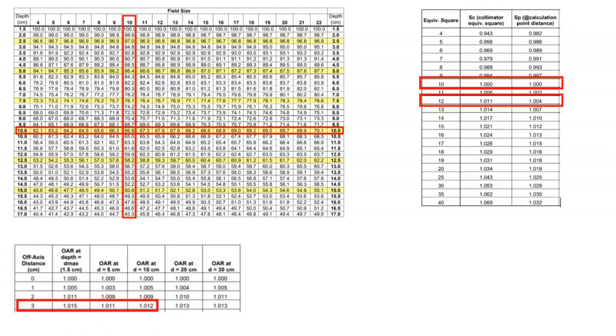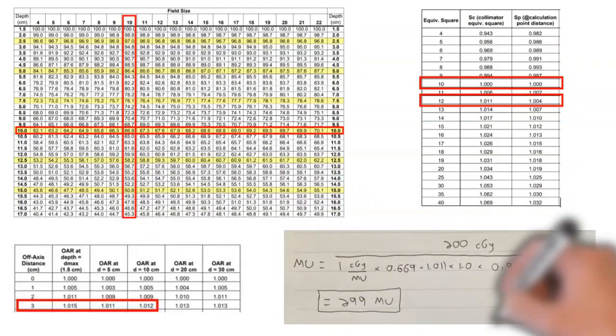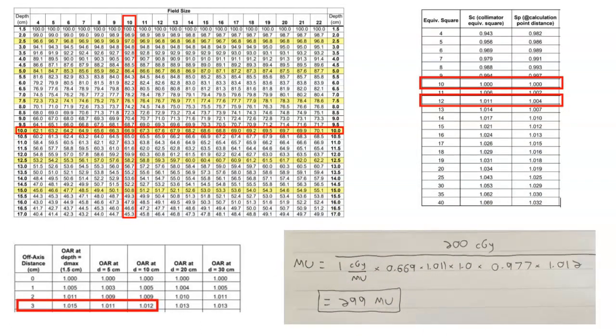And then we can go find our off-axis ratio. So we find our off-axis distance in the first column of 3. And then we go over to the off-axis ratio at the correct depth of 10 centimeters. And we see our off-axis ratio is 1.012. And we plug it all into the equation, taking into account the tray factor of 0.977, which is given in the problem statement, and we get a MU setting of 299.